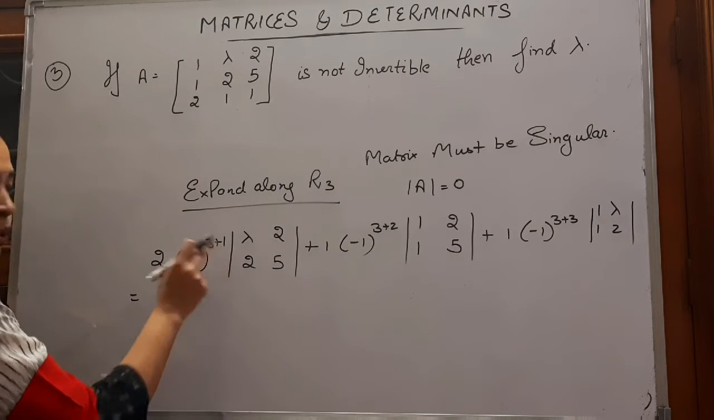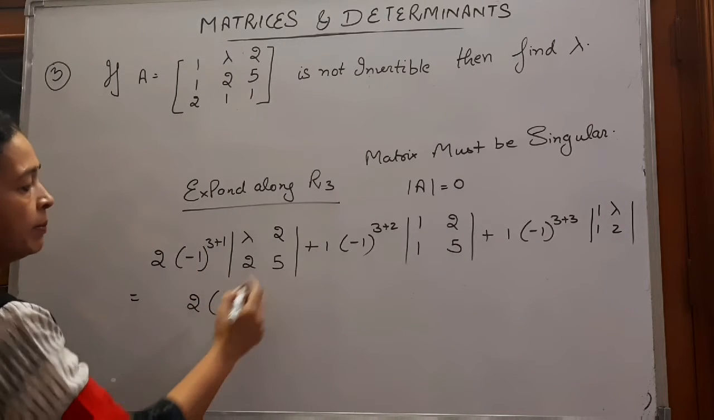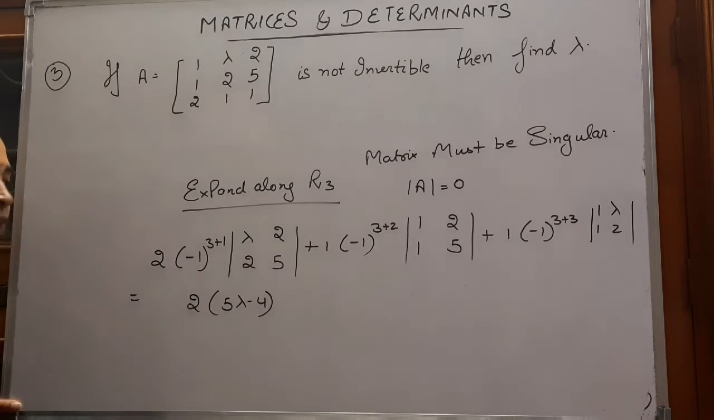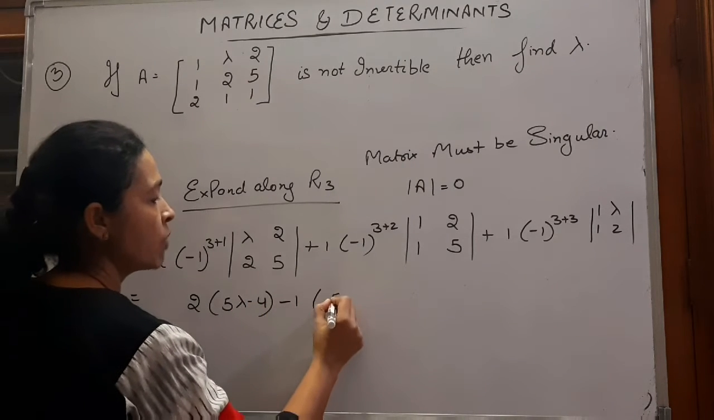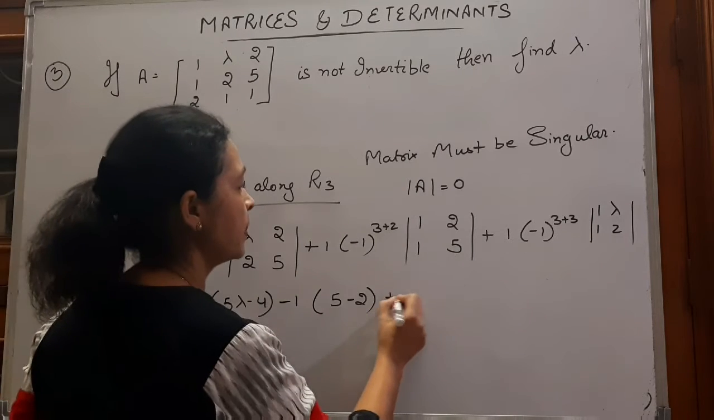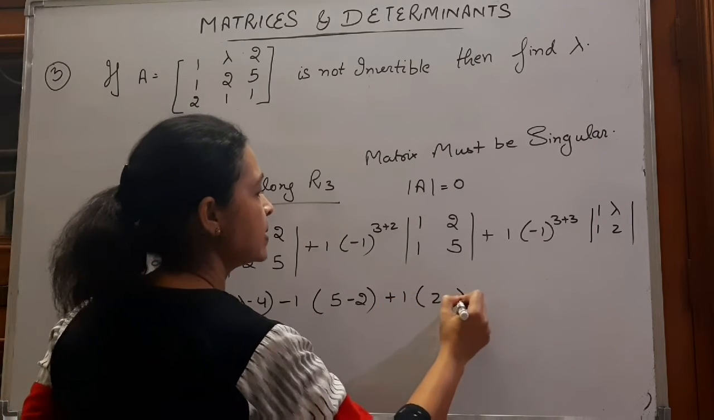Minus 1 to the power of 4, 1, 2. Lambda into 5, 5 lambda minus 4. Minus 1 to the power of 5 is minus 1. 5 minus 2. Minus 1 to the power of 6 is plus 1. 2 minus lambda.